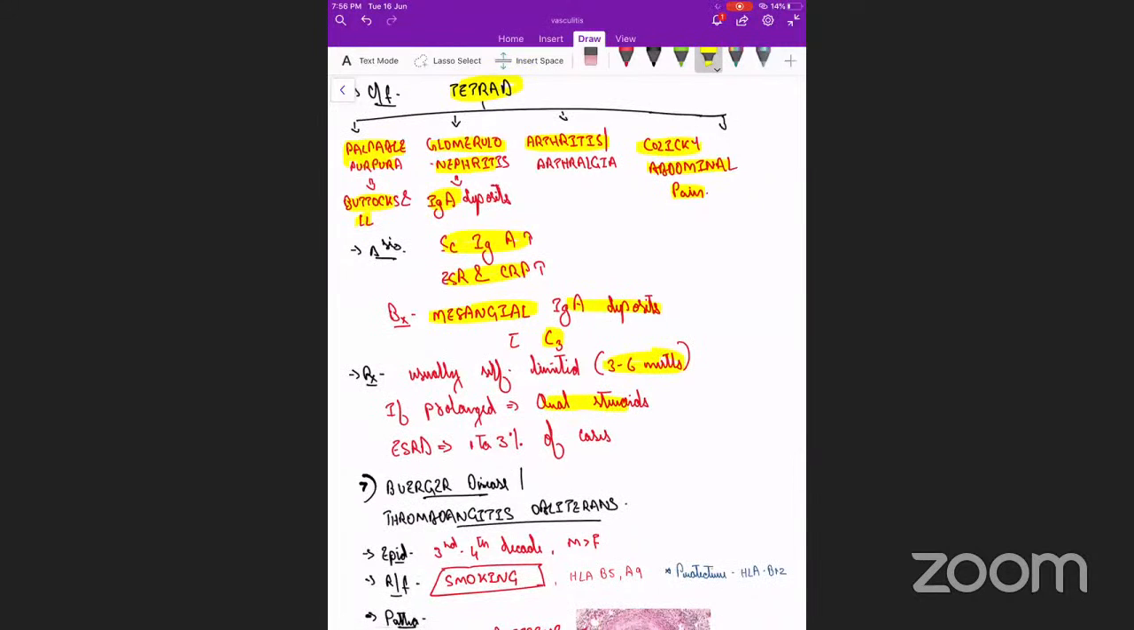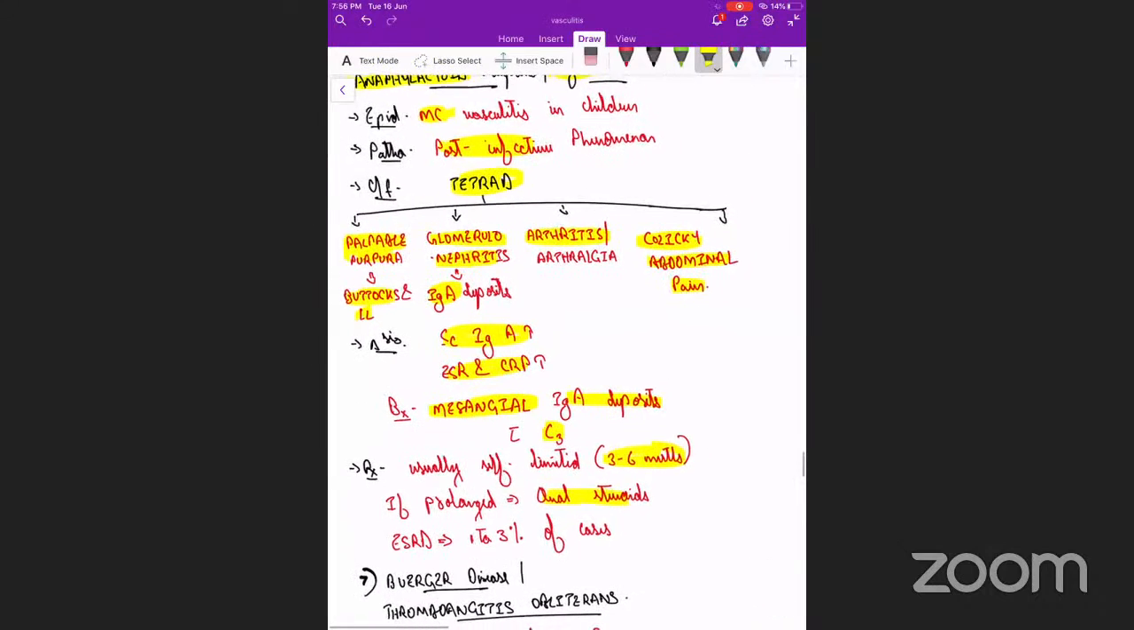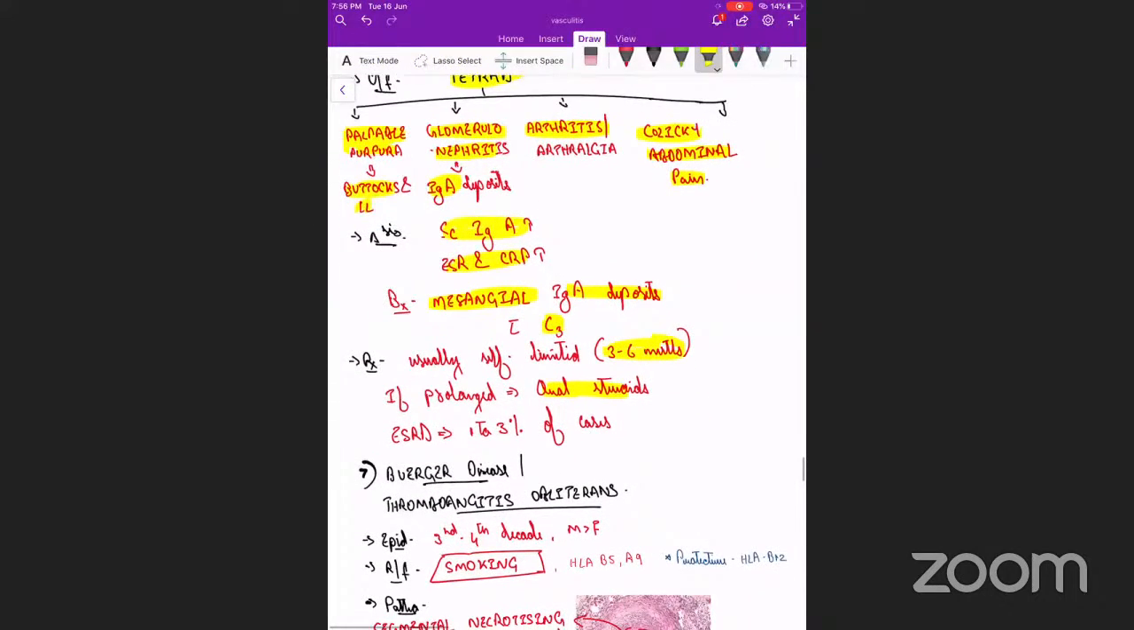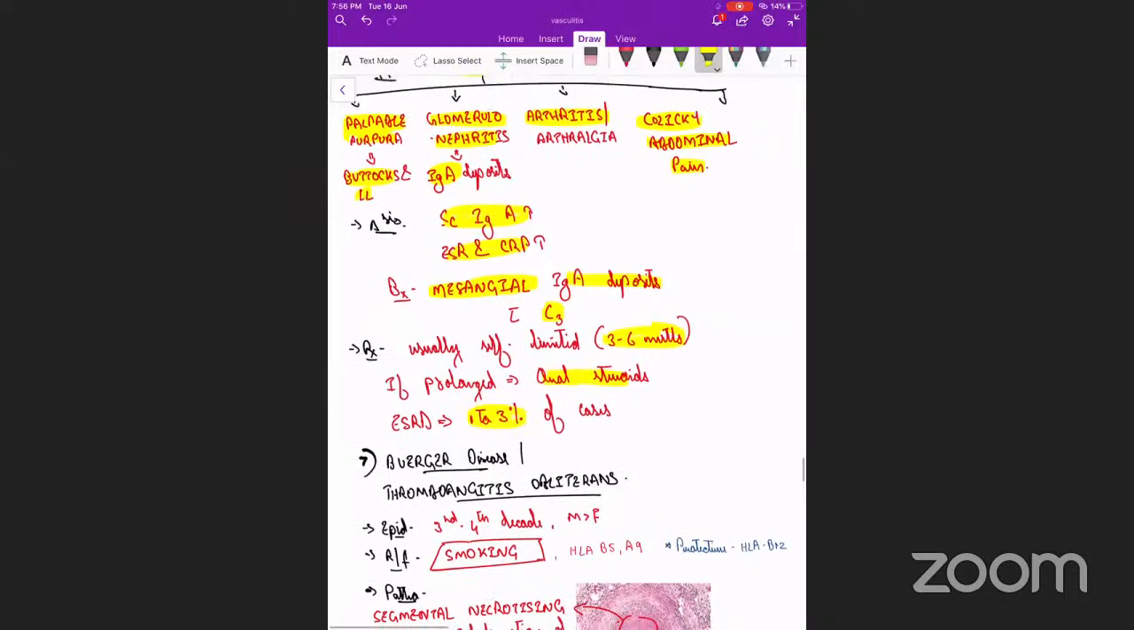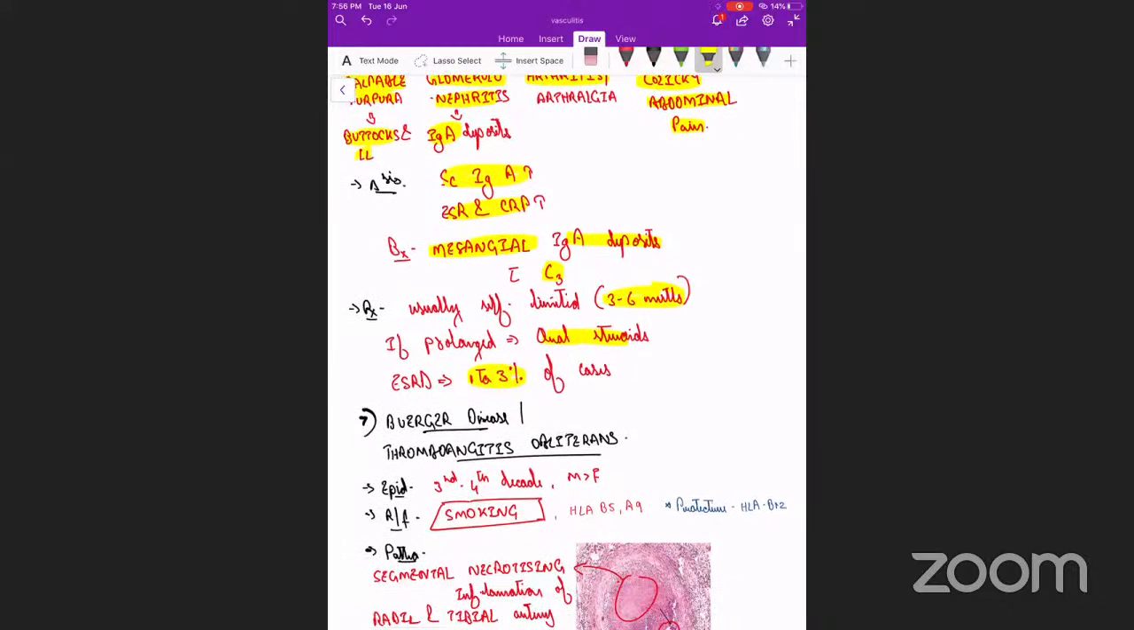But in case of adults, if it presents, it doesn't have that good prognosis. But in kids, usually it has very good prognosis. And only as little as 1 to 3% will progress to end-stage renal disease.